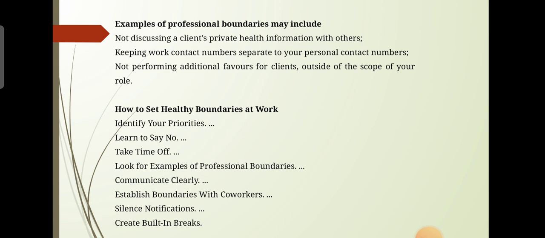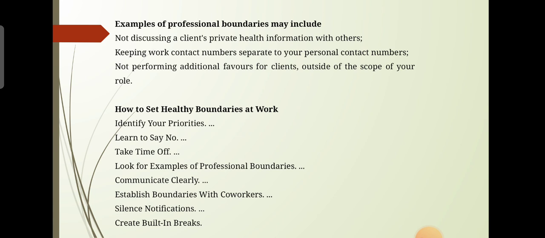And how to set a healthy boundary at work: you need to identify your priorities and learn to say no, because sometimes it's necessary. Take time off and look for examples of professional boundaries, and communicate whatever you want to communicate clearly. Establish boundaries with co-workers, right? You should not be so engaged with the co-workers. And silence notifications and create built-in breaks.